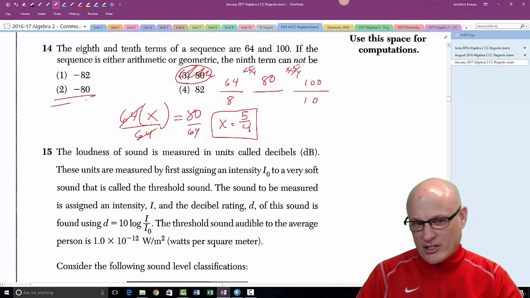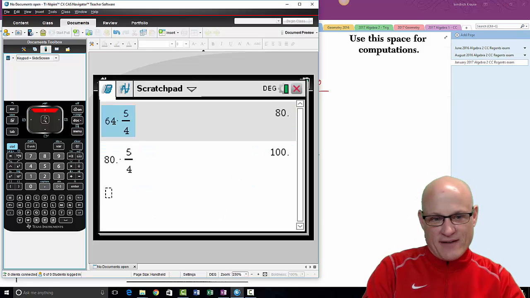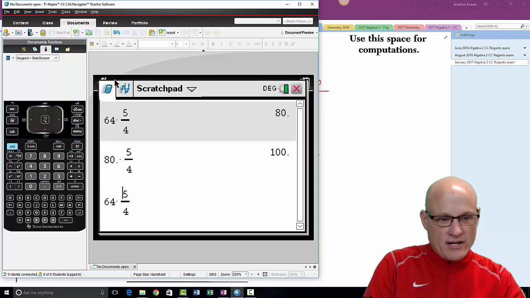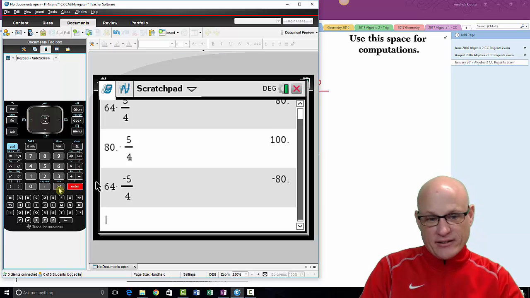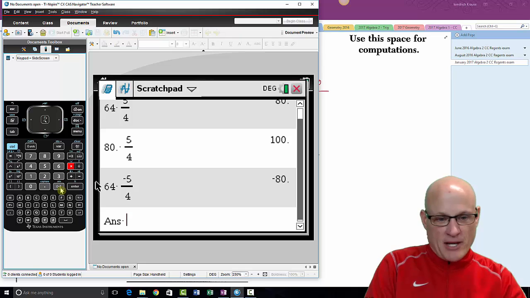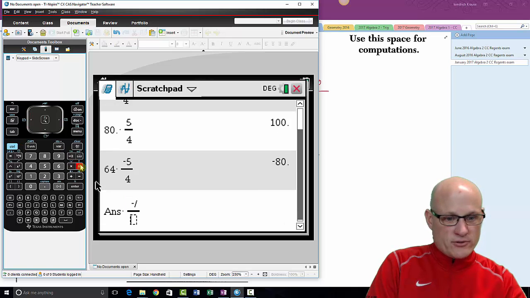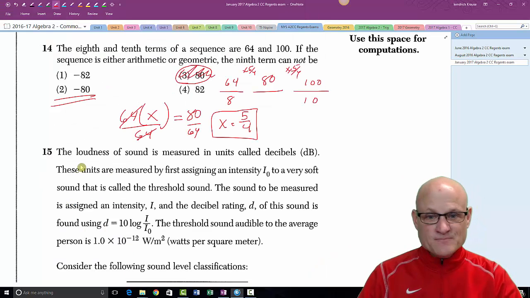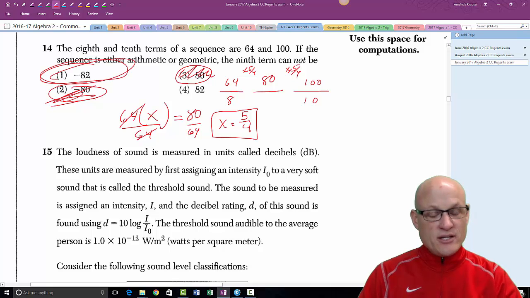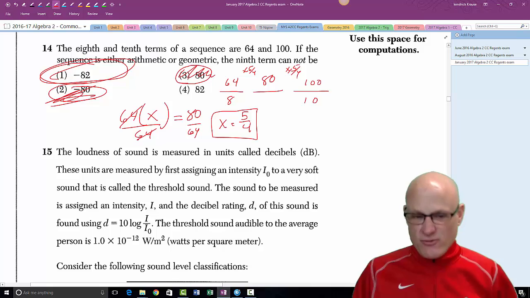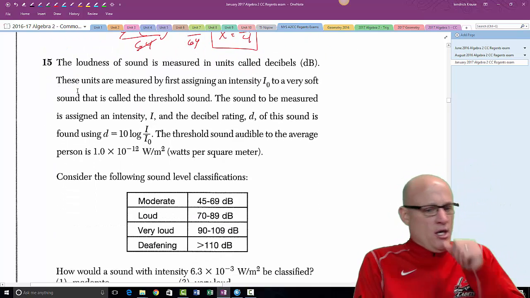Well, that means negative 80 is probably good too, because if I just change the ratio to negative 5 over 4, I get negative 80. And then if I take negative 80 and multiply it by negative 5 over 4, I get positive 100. So I can do negative 80 as well, so that's not it. So the answer is negative 82. You can't get negative 82. Tough question. Good question, but tough question.